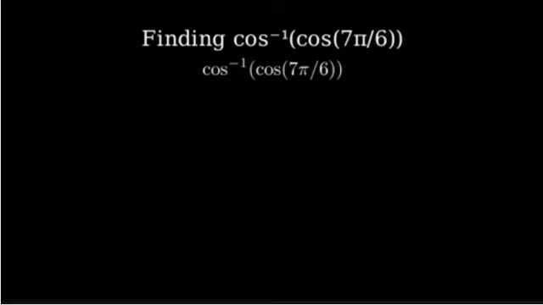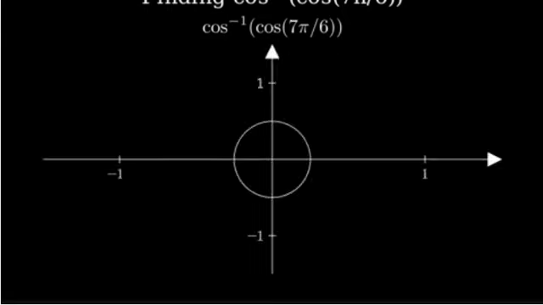of 7 pi over 6. This is a great example of working with inverse trigonometric functions. First, let's understand what we're dealing with. We'll draw the unit circle and mark some key angles. Remember that cosine is the x-coordinate on the unit circle.